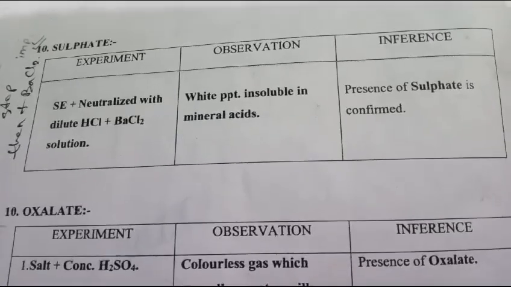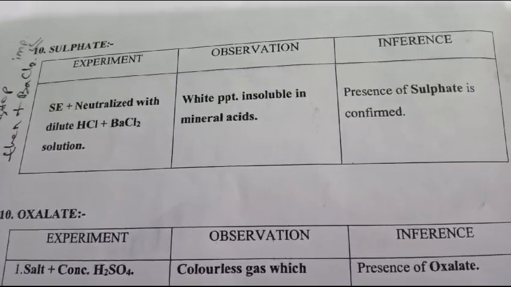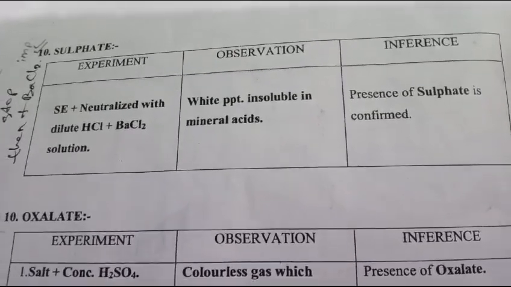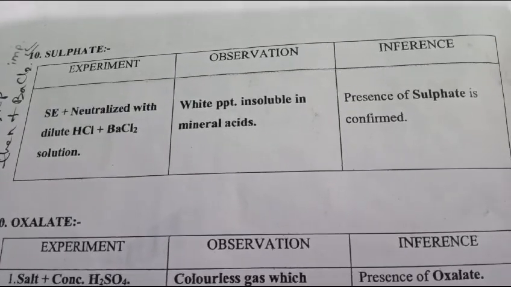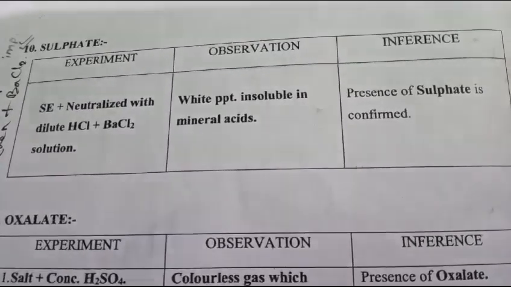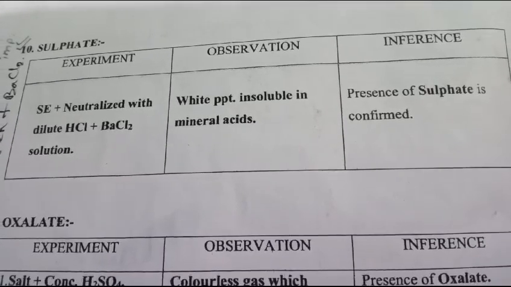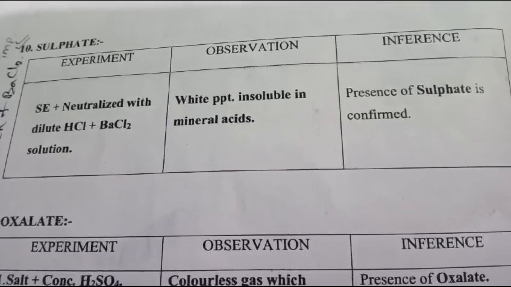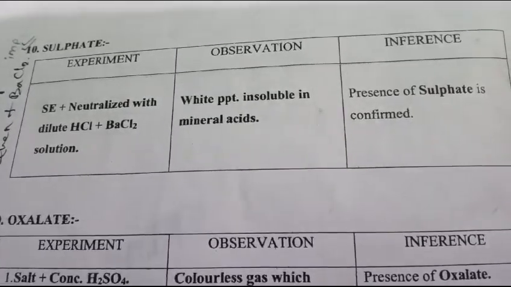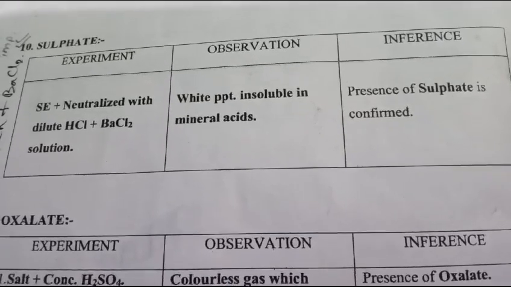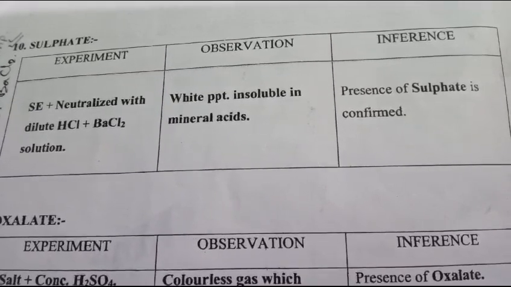After preparing the sodium carbonate extract, proceed with the anions one by one. You will get a precipitate in sulfate only. So I will explain the sulfate procedure, how you will get to know that it is sulfate. Take a test tube, add a small amount of sodium carbonate extract in it, add hydrogen chloride, then barium chloride solution. You will find a white precipitate which is insoluble in mineral acids, that means the presence of sulfate is confirmed.